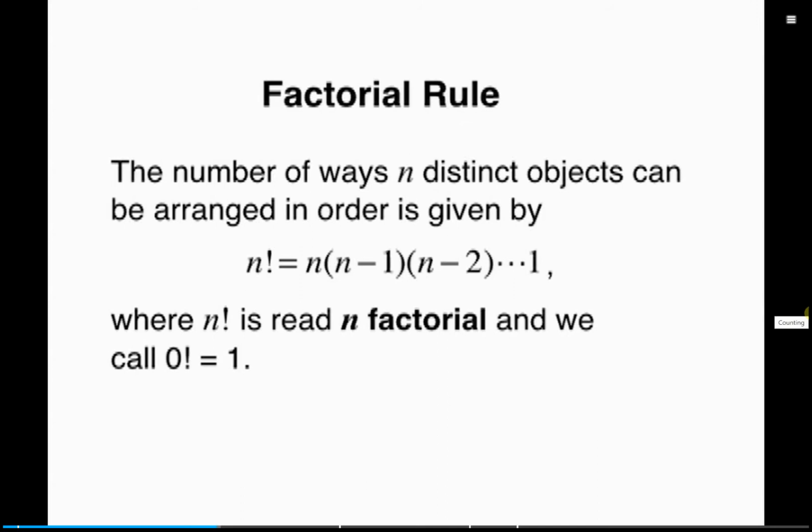Now, 0 factorial doesn't really fit into this context, so we just identify 0 factorial. That will always be equal to 1 whenever that comes up. So let's actually look at an example with a specific n value.